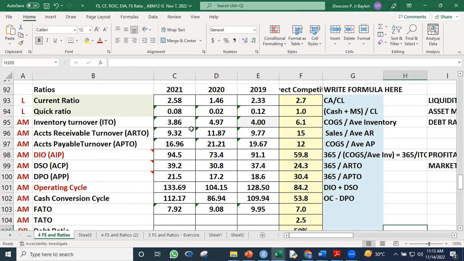Liquidity answers the question, how capable is the firm in paying its current obligations as they fall due? So that's liquidity. The higher it can be in the form of a current ratio or a quick ratio, the higher the value just indicates that the company has more of its current assets to pay its current obligations. Now, a very high current ratio does not necessarily mean that it's good for the company.